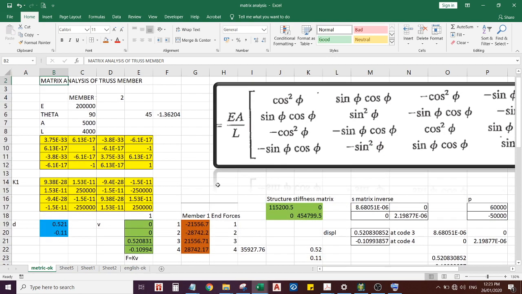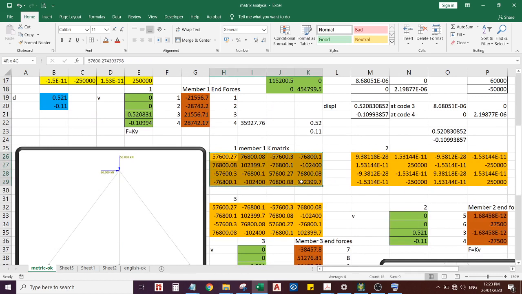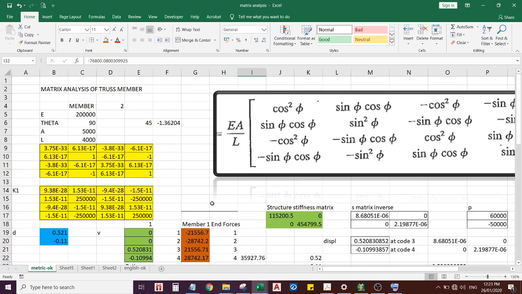Therefore, we need to have three stiffness matrices. Okay, so this is the stiffness matrix for member 1, the stiffness matrix for member 2, and then this one is the stiffness matrix for member 3. Okay, so how do we get that? So first, set up the values for elasticity, the area, the theta or the phi angle, the area of each member, and then the length.